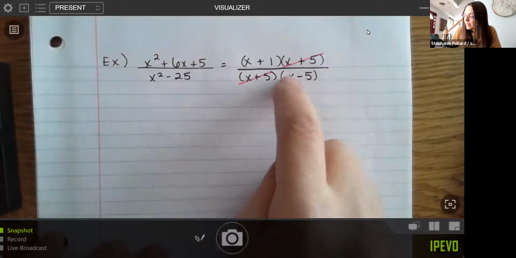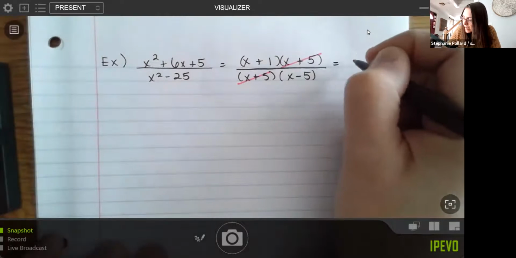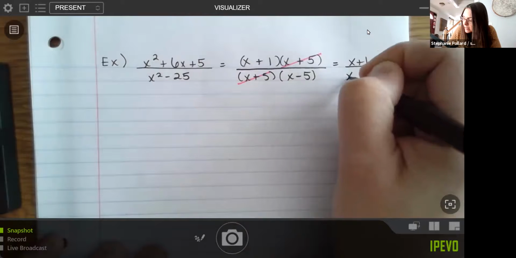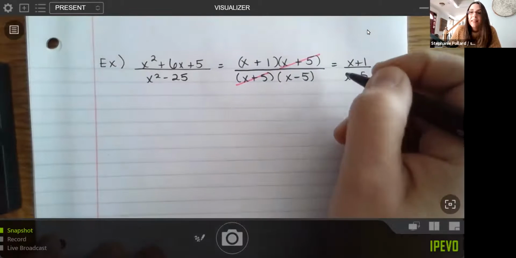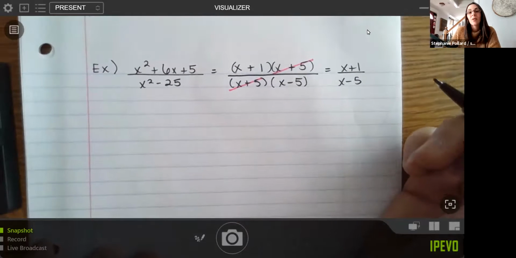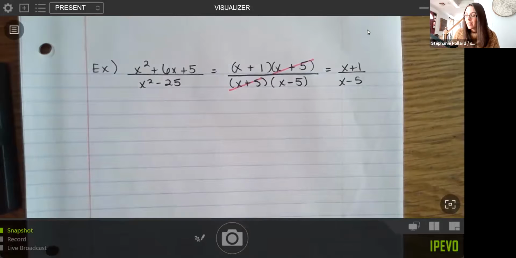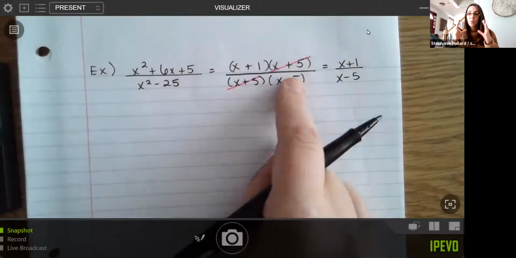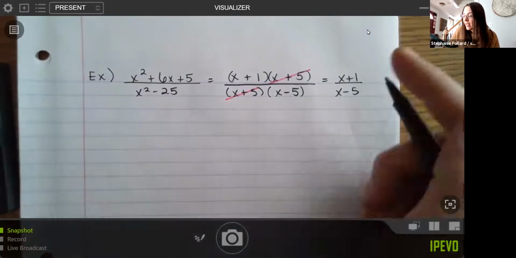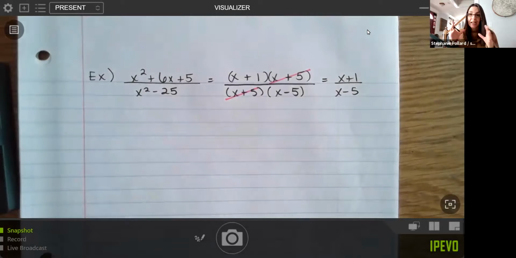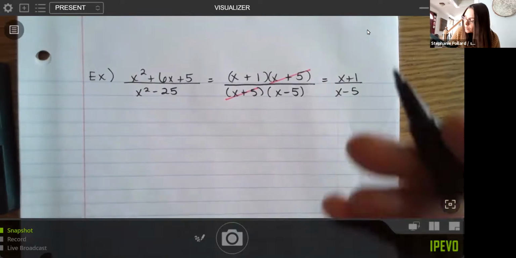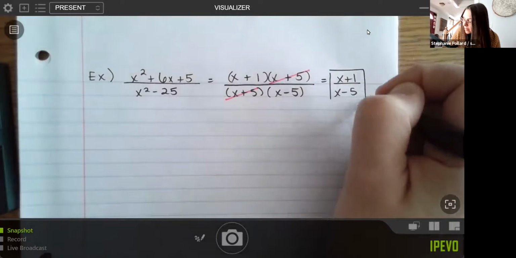So for instance, here, when I rewrite this, I have x plus 1 over x minus 5. I can't just cancel the x's. Okay, I have to make sure I cancel the entire factor. So here, when you have plus or minus signs, that is one group. So I cannot cancel just x's here. I have to cancel the factors completely. So you do need to make sure that they match. So this is our final simplified problem.